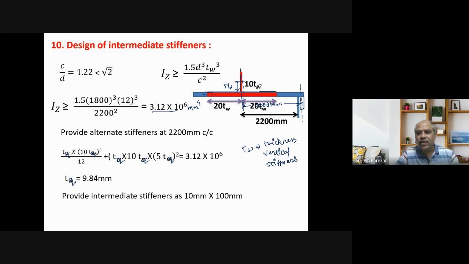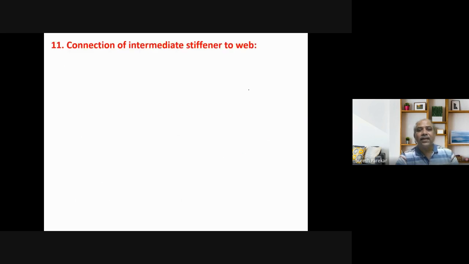So we have this as 20 tq. Now you can see we have this on both sides, but it is of no use because we are taking moment of inertia about face of the web. And then we will have to provide 10 by 100 as intermediate stiffener. And then we have connection.